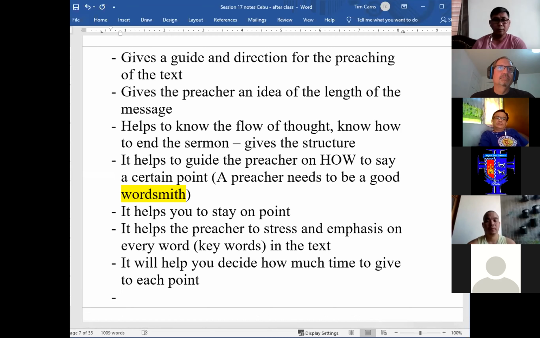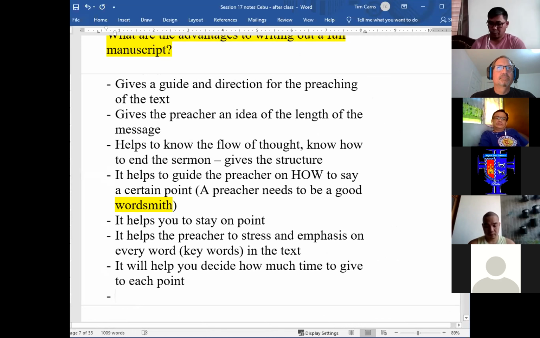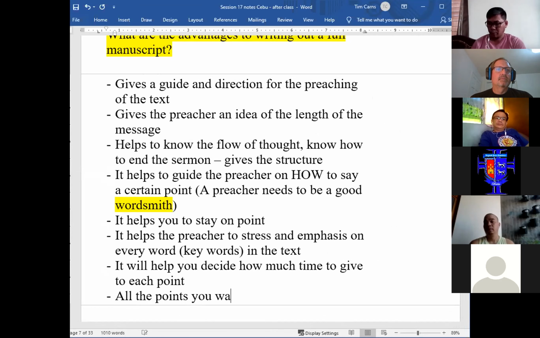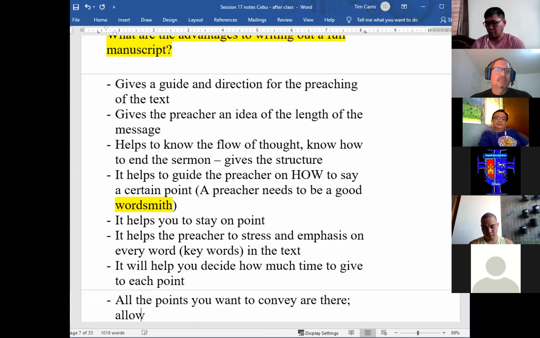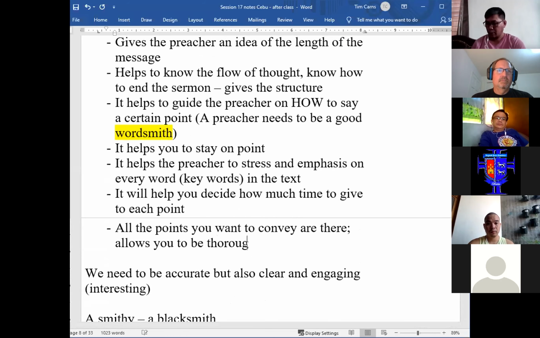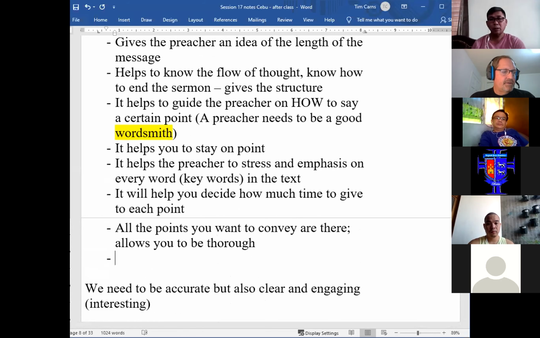Basically, it ensures that all of the points that you want to convey are there. So yeah, writing it all down tells the preacher that all of the points that he wants to convey are there. So if there is anything which is not there, at least he would know. That serves as a general reminder for him. Okay, good. Good.